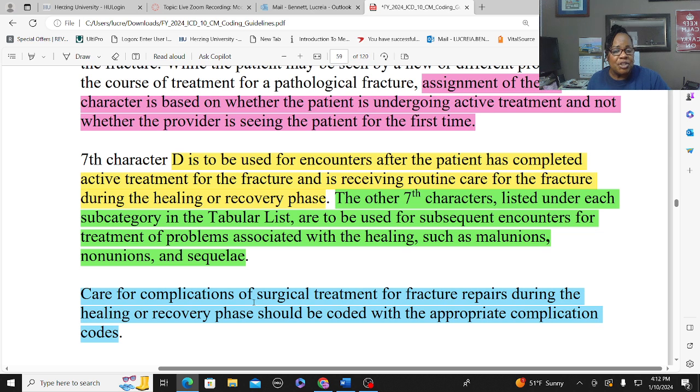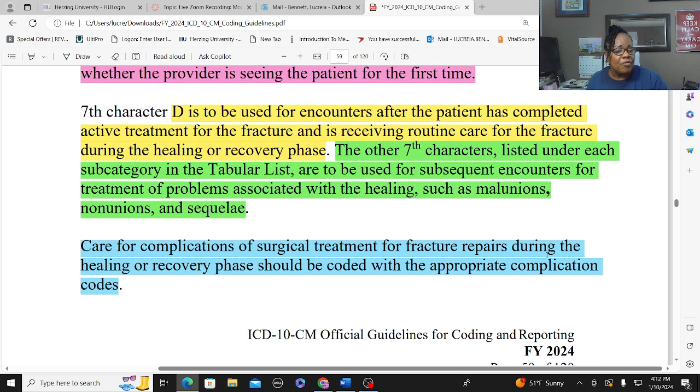Care for complications of surgical treatment for fracture repairs during the healing or recovery phase should be coded with the appropriate complication codes. So again, if it's a complication, you should be under the main term complication.